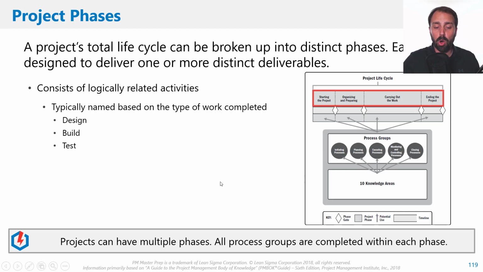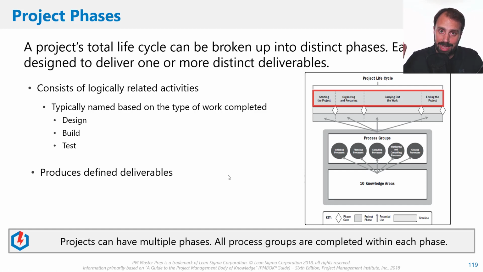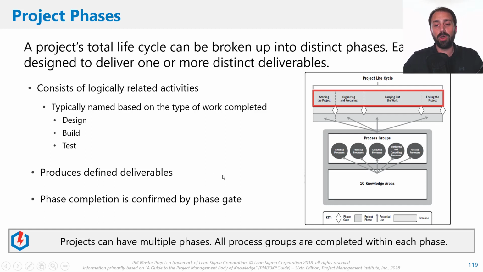And projects can have multiple phases, as we've shown here, but all the process groups are completed within each phase. That's really, really key. Okay, and so each phase, remember, produces a deliverable. There's a reason why we're doing the phase, and that's what helps break it up. And so the phase completion, and that's signified by this little dotted line right here and this little star or diamond, is marked by a phase gate. So that's a point when we finish this phase, it's predetermined, we know we're going to stop at that point, right?